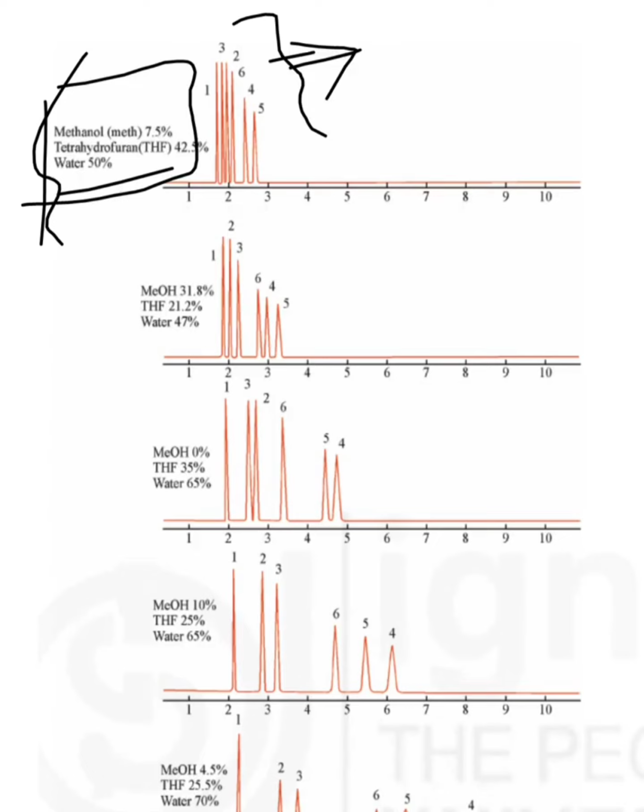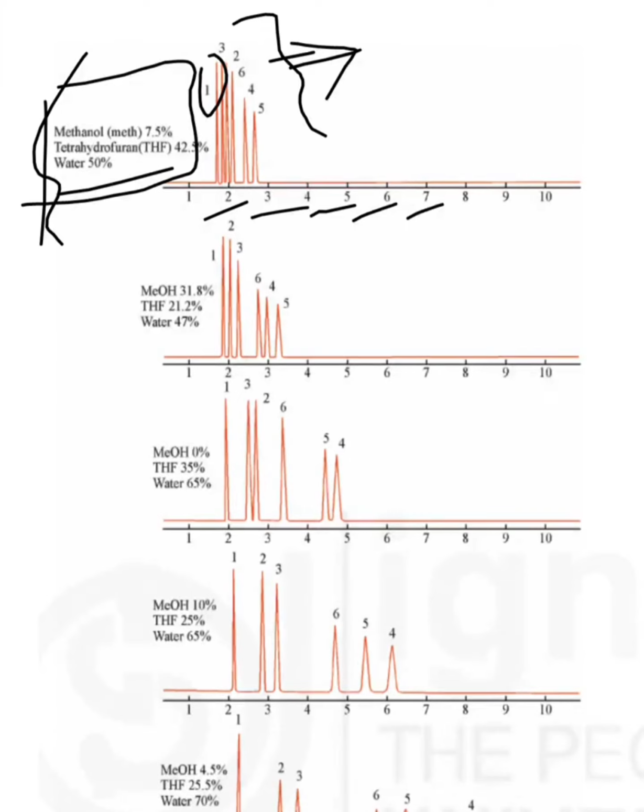We can denote different values. We have some standard protocols where we get different values, and you can identify the peaks by seeing those values. So here, one is the benzyl alcohol.